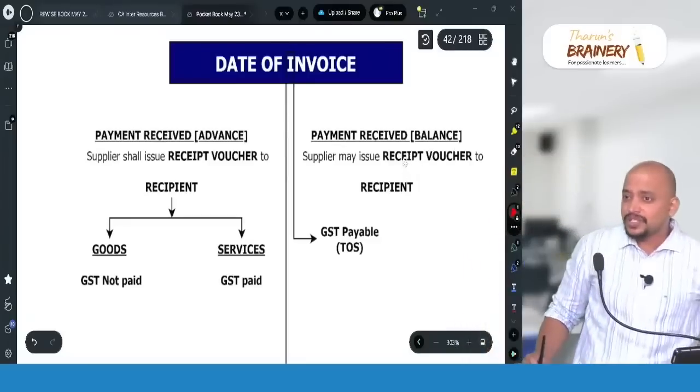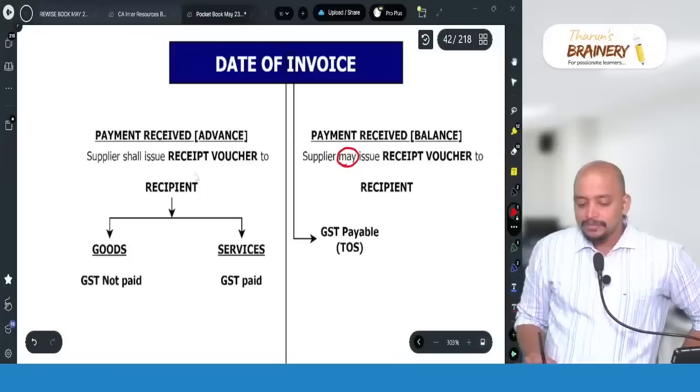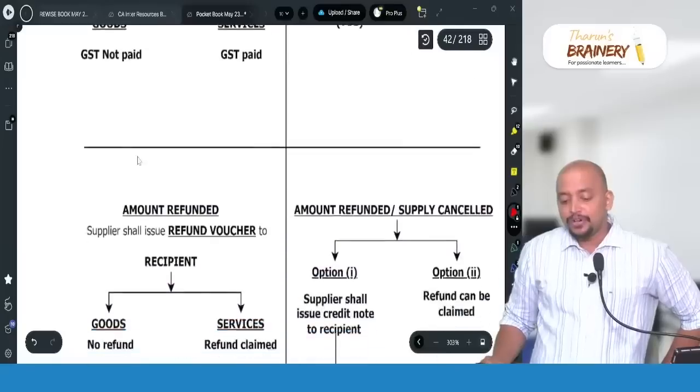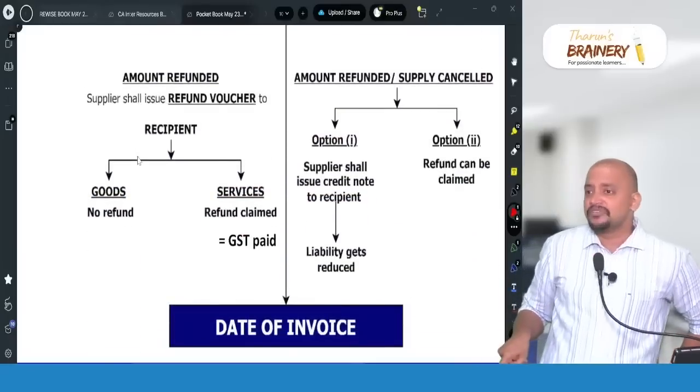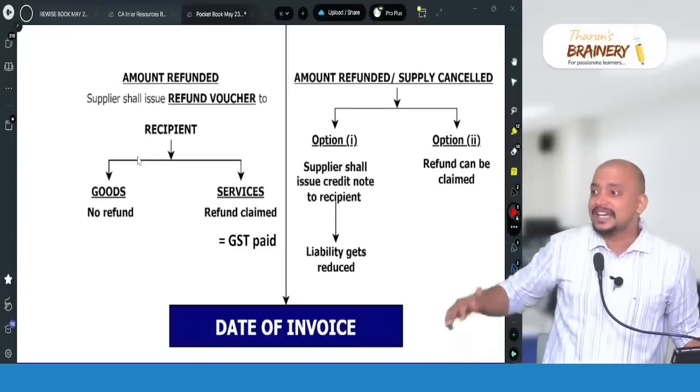Then is a receipt voucher mandatory? No, but the supplier may issue a receipt voucher. But here the supplier shall issue a receipt voucher. Then before the date of invoice, if the amount is refunded, what will the supplier do? The supplier has to give one document called a refund voucher.